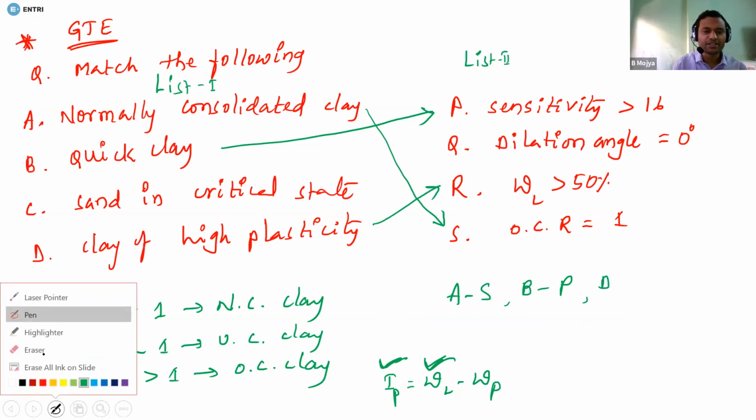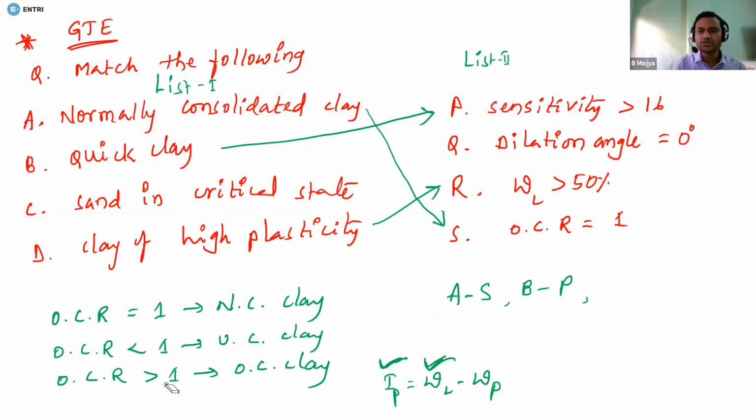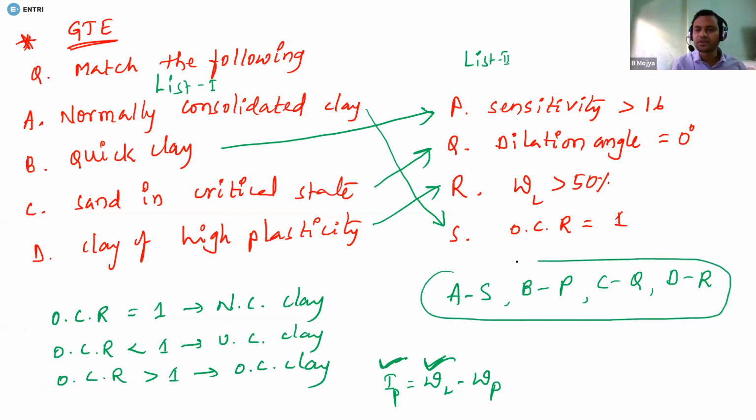If D is matching with R, then C has to match with Q. So C is matching with Q and D is matching with R. This is supposed to be your option. I did not set the options for this question because I did not receive the order of the options, but I have confirmed the answer as per the given list 1 and list 2. This was quite a simple question, and I guess most of you have answered it.